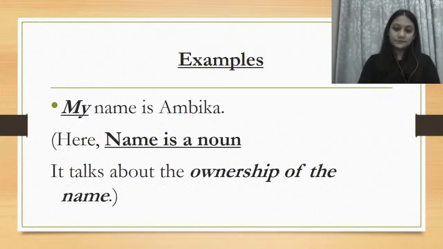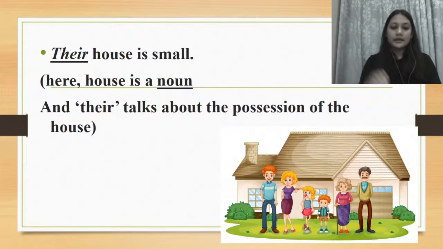Clear? Now, example. We are talking here about the possessive determiners, right? For example, my name is Ambika, as you already know, right? We've met so many times, so you must be aware of my name. Alright, so it says my name is Ambika. Here, name is a noun. The word name is a noun. It talks about the ownership of the name. So who owns this name, Ambika? I own this name. So basically, name is a noun and it talks about the ownership of the noun. That is "my."